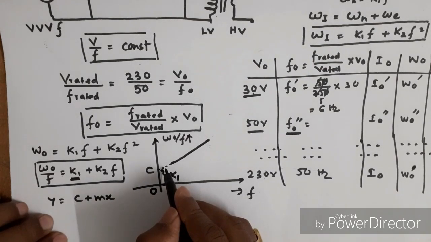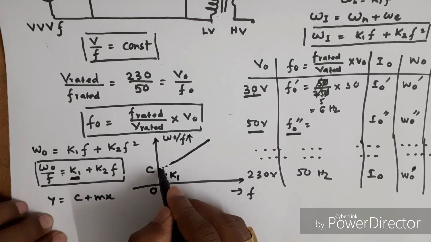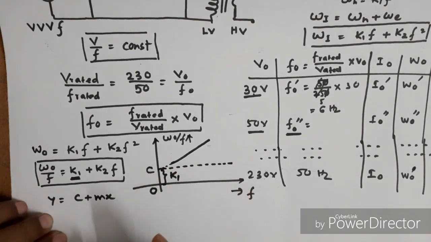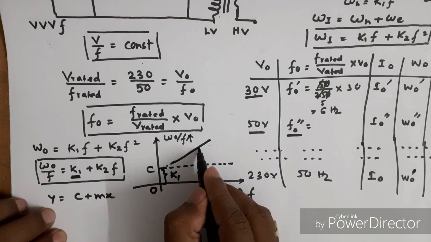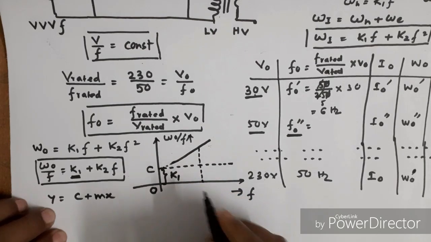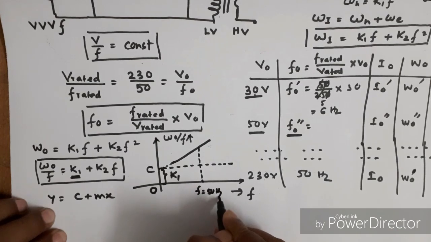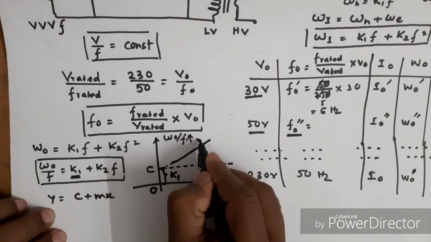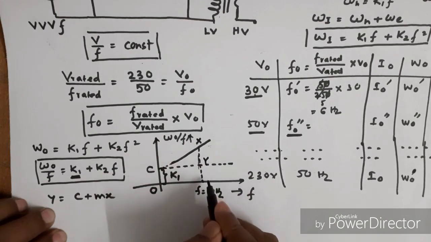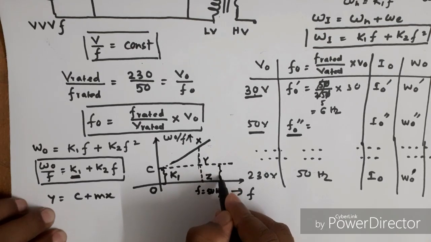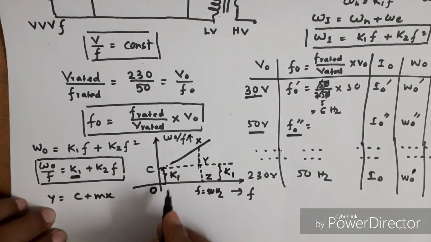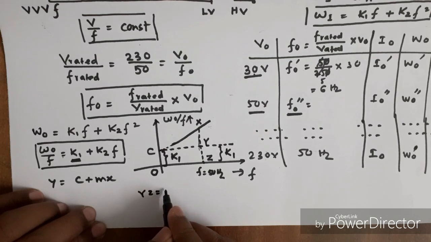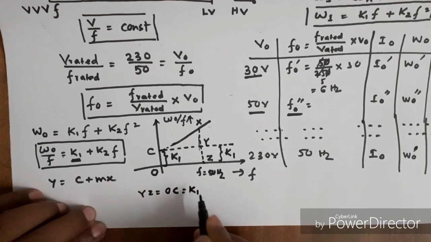Then what I do? I draw a parallel line from the point C, a line parallel to the x axis. Then for rated frequency of F equal to 50 Hz, I draw a perpendicular line. Let these points be x, y, z. Here YZ equal to OC equal to K1.